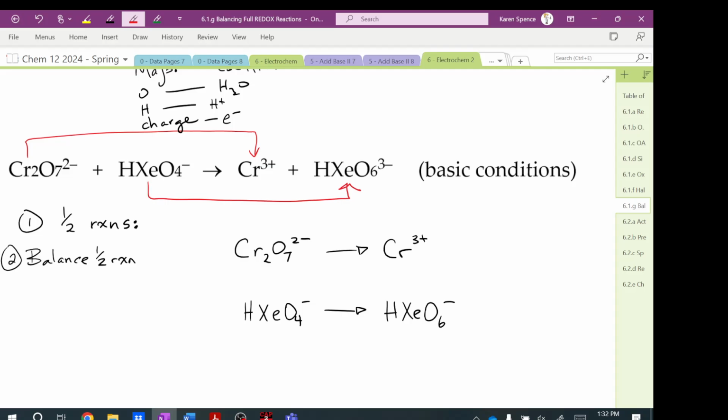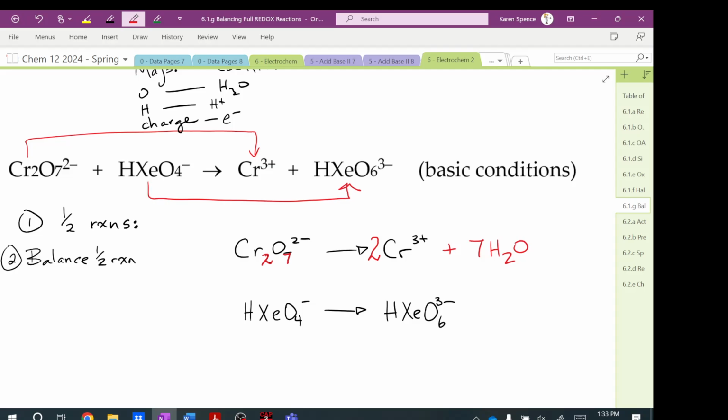So major, I have 2 chromium, so I need to put 2 here. I have 7 oxygen, so I need to add 7 water to the other side. Oh, what did I do? Oh, the 3 minus. Look at me. Wow. Thank you. Okay, that's better. There we go. All good now? Cool. Thank you. What would I do without you guys? All right.